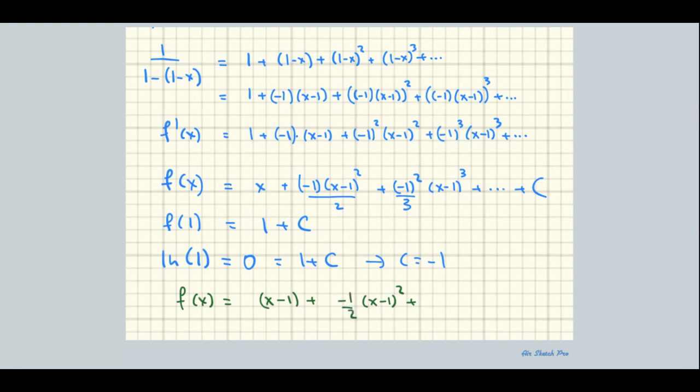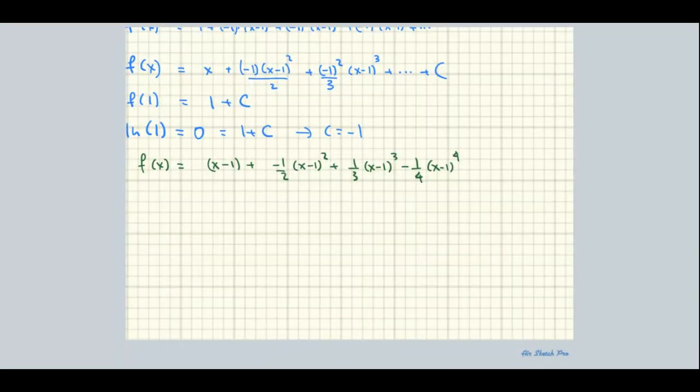And I'm going to get rid of some of that a little bit. Let's just call this negative a half plus a third x minus 1 cubed, minus a fourth x minus 1 to the fourth, plus dot dot dot. And there you go.